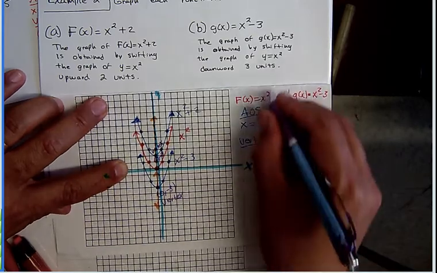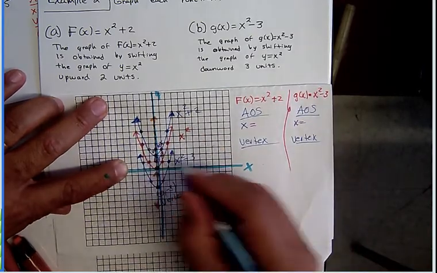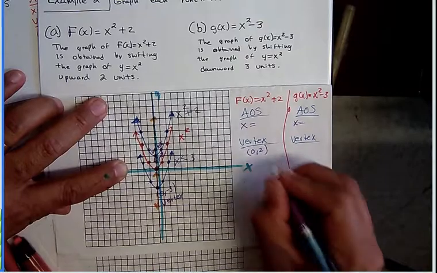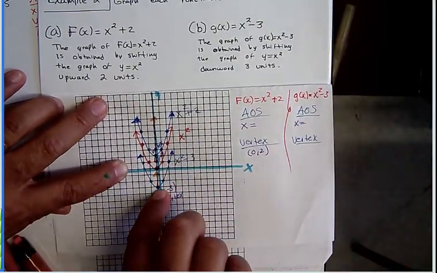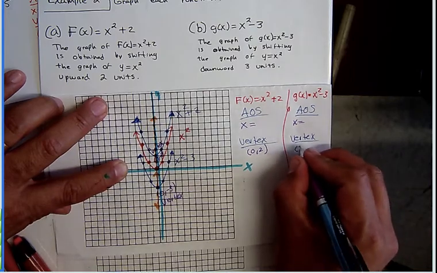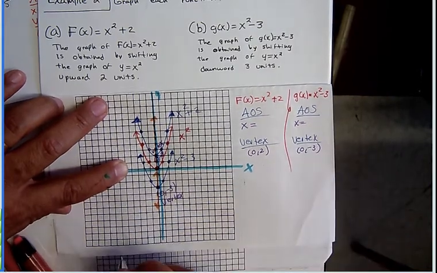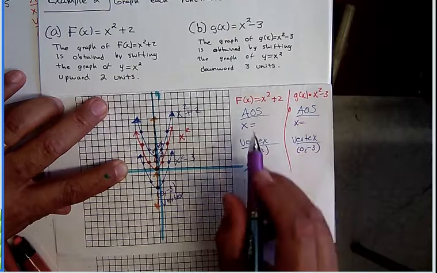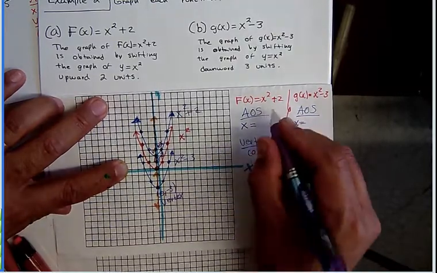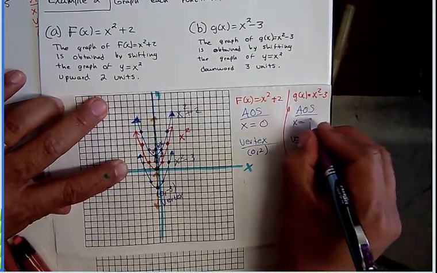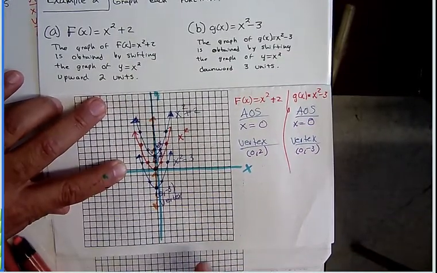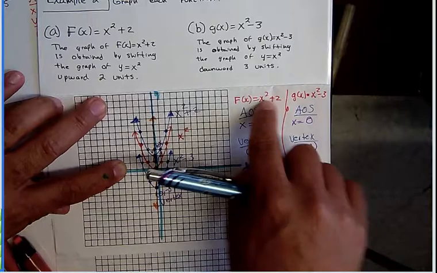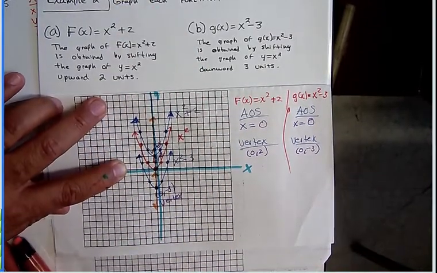For this blue one, it's 0, 2 for the vertex. For this one down here, where you move 3 units down, the vertex is 0, negative 3. The axis of symmetry is just the x value of the vertex. So this is x equals 0, and the same with this one. That's the difference. Hopefully it makes sense that when you see a number, it moves the graph up and down. That's all you need to know for those.